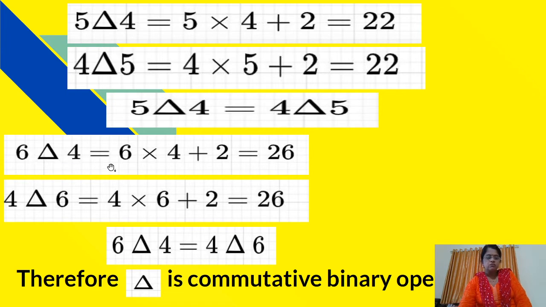Now 6 triangle 4 is equal to 6 into 4 plus 2, and that is equal to 26. Now we will find the value of 4 triangle 6, which is equal to 4 into 6 plus 2, and that is equal to 26. Here we can observe that both the values are the same, means 6 triangle 4 is equal to 4 triangle 6, and therefore we can say that the given binary operation, that is triangle, is a commutative binary operation because A star B is equal to B star A.